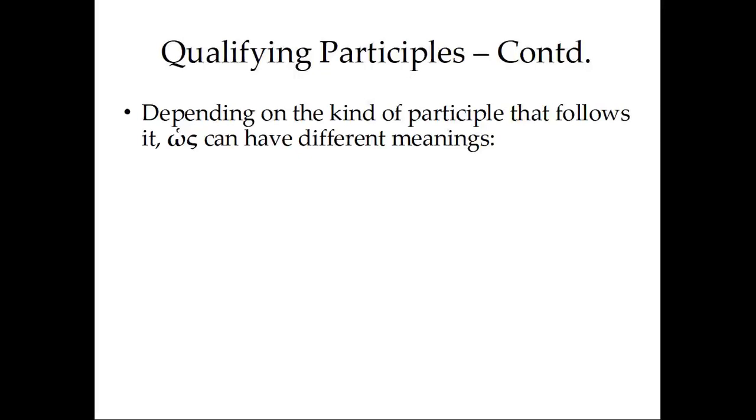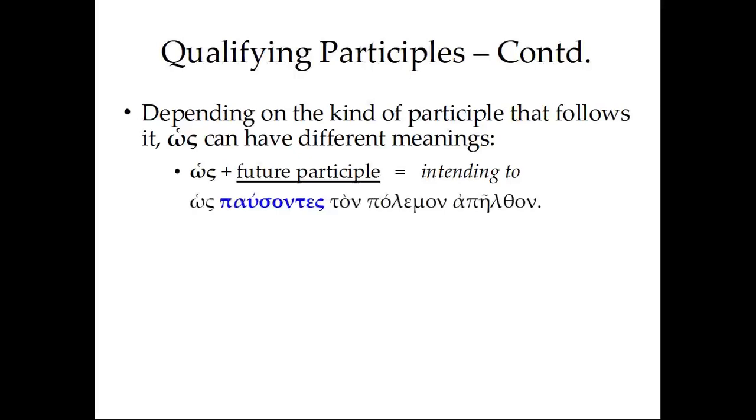Depending on the kind of participle that follows it, hos, which is a third type of qualifier, can have different meanings. Hos plus future participle, which we looked at very briefly recently, can mean something like "intending to" or "with the purpose of doing." For instance, hos pausontes ton polemon apelthon. Here pausontes is nominative masculine plural, and it agrees with the implied subject of apelthon, which is the second aorist form of apercomai, "I go away, I depart."